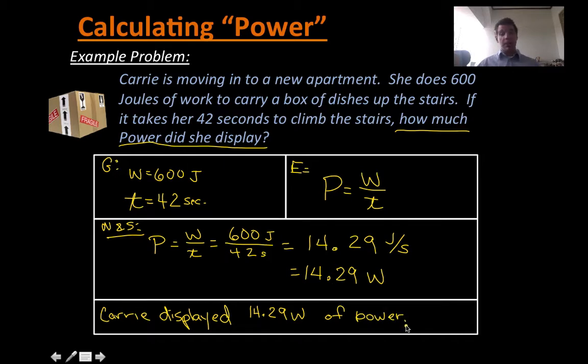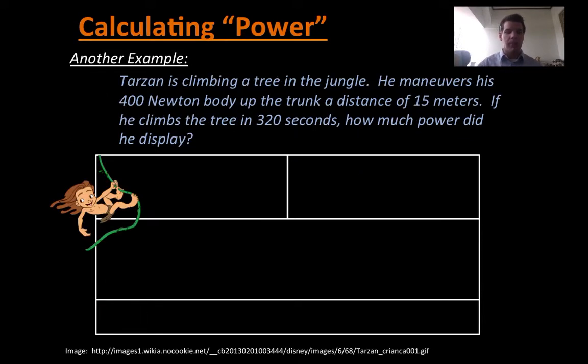So that's a fairly simple example, right? Very straightforward. We're given the two numbers, we have to divide them, and we get our power. But what happens when we're given a problem like this? Tarzan is climbing a tree in the jungle. He maneuvers his 400 Newton body up the trunk a distance of 15 meters. If he climbs the tree in 320 seconds, how much power did he display?